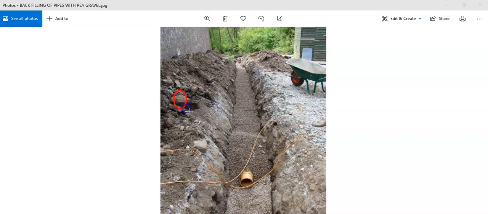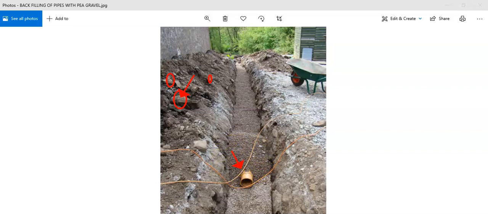But we're not supposed to use any stones like this size here. That's too big. And this size here, that's too big. It should be not more than 40 millimeter. This size here is fine. Why? Because if you lay big stones and they go on top of the pipe, it could damage the pipe or fracture it. Now we know what pea gravel is and why we use it, for the pipe to sit on it and be protected.